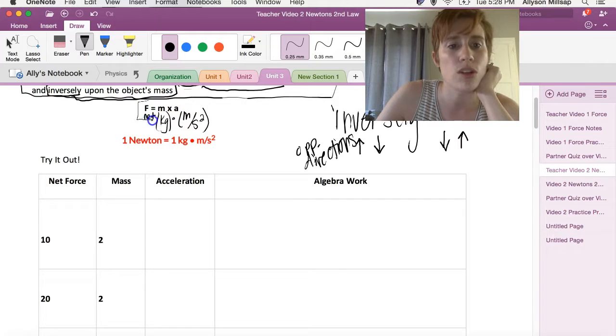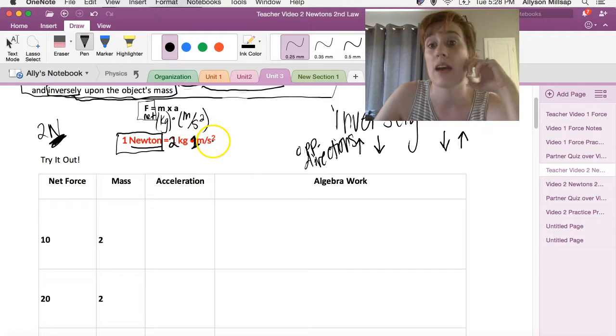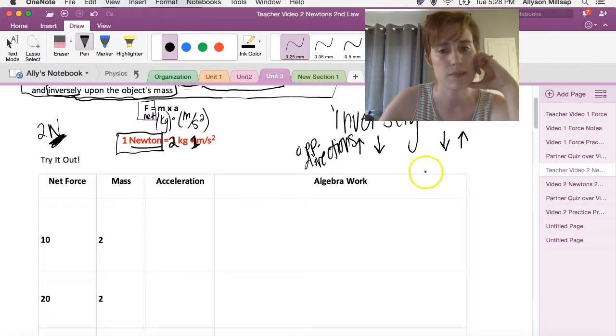So your answer for force will always equal these two units times each other, which is why we call the unit of force a Newton. A Newton stands for 1 kilogram times meters per second squared. So if you have something that has 2 newtons of force, what you're really saying is that the force will move a 2 kilogram object, it will increase its speed, or it'll accelerate at 1 meter per second every single second. So that's what a Newton is.